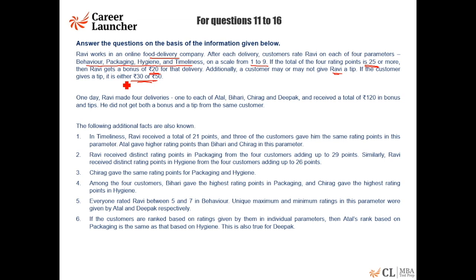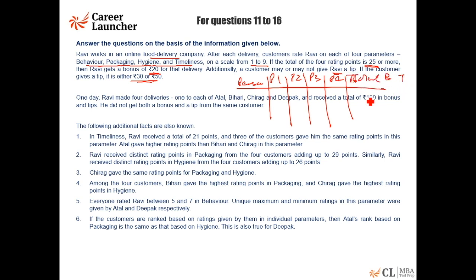Now, even without going further, this is a data set which is your standard arrangement, points given, and totaling kind. So it's a kind of a DI and a LR combination. What will you need to do in this kind of a data set? You'll need to make a table about the person, and points in each of the 4 parameters: parameter 1, parameter 2, parameter 3, parameter 4. Then obviously the total, and whether he gets a bonus or he gets a tip.